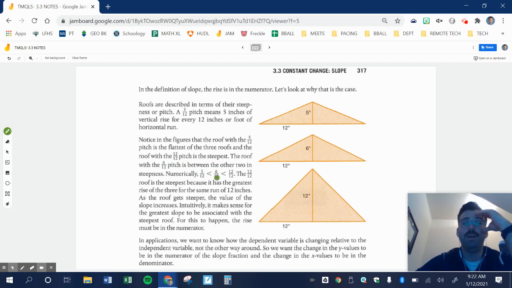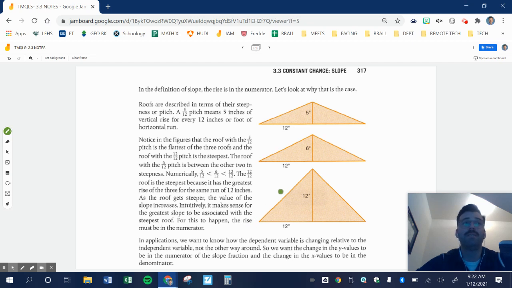We can look at that. The 12/12 roof is steepest because it's the greatest rise of the 3 for the same run of 12 inches. Greatest rise, 5, 6, and now 12. As the roof gets steeper, the value of the slope increases. Intuitively, it makes sense for the greatest slope to be associated with the steepest roof. So if you think about all these lines that we graph as roofs, and how steep they are, it kind of helps us.